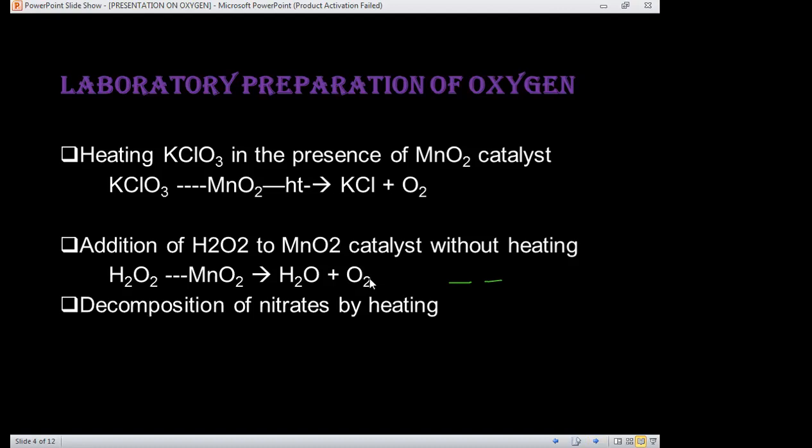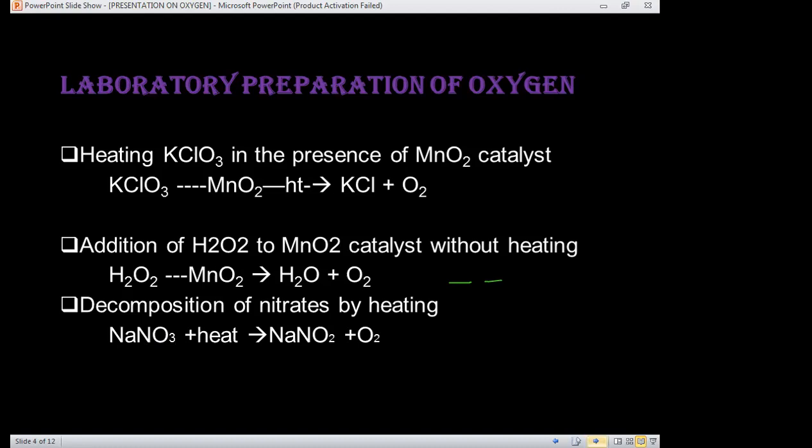Nitrates are those compounds that have NO3 in their formula. For instance, this is NaNO3, which is sodium nitrate. We can have KNO3, which is potassium nitrate. All nitrates, when you heat them, will always break down to release oxygen gas. From the equation, you can see that sodium nitrate, when heated, gives us sodium nitrite, and then it gives us oxygen gas. So these are the three main methods we use to prepare oxygen in the laboratory.